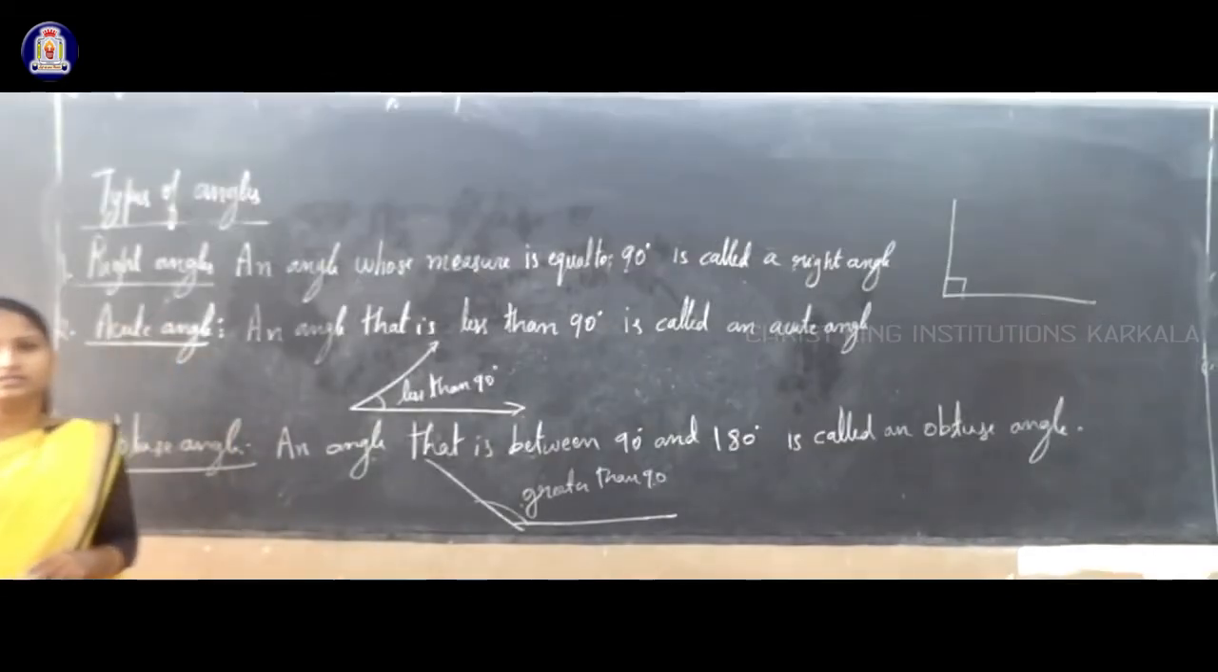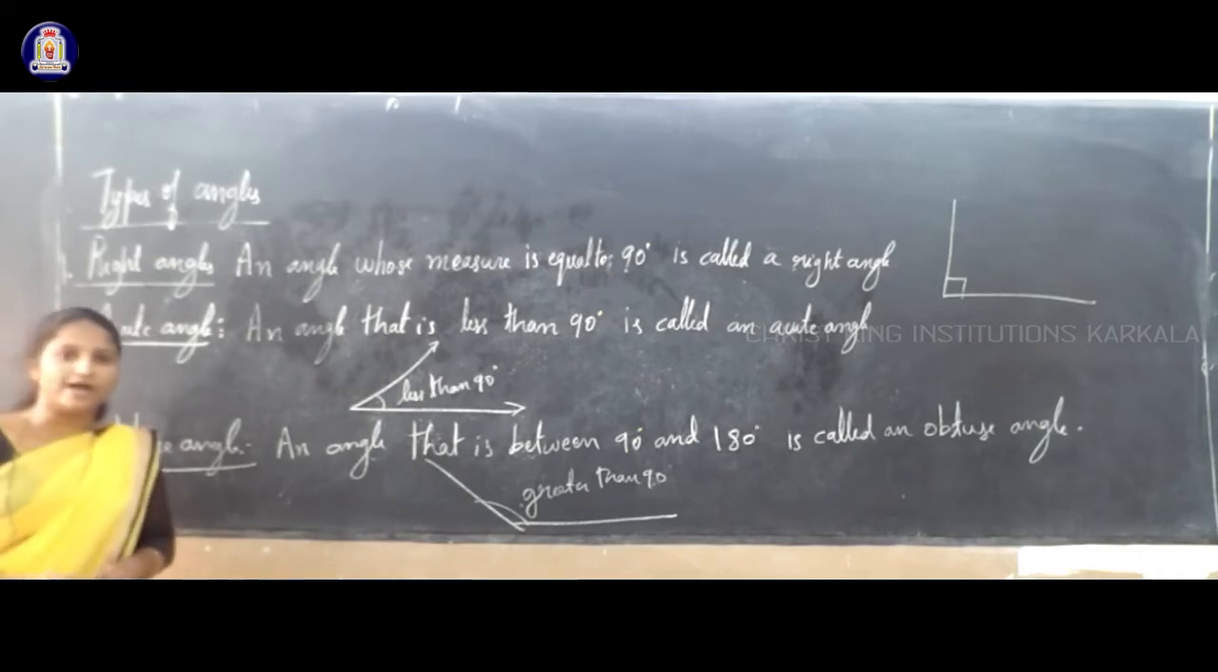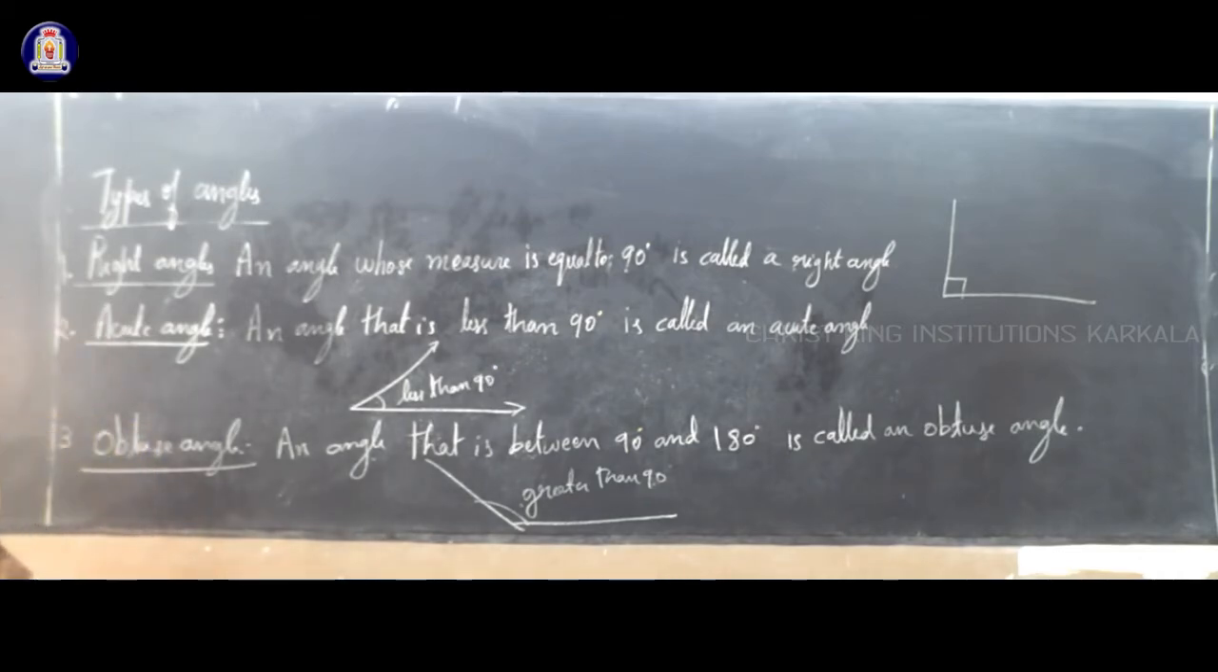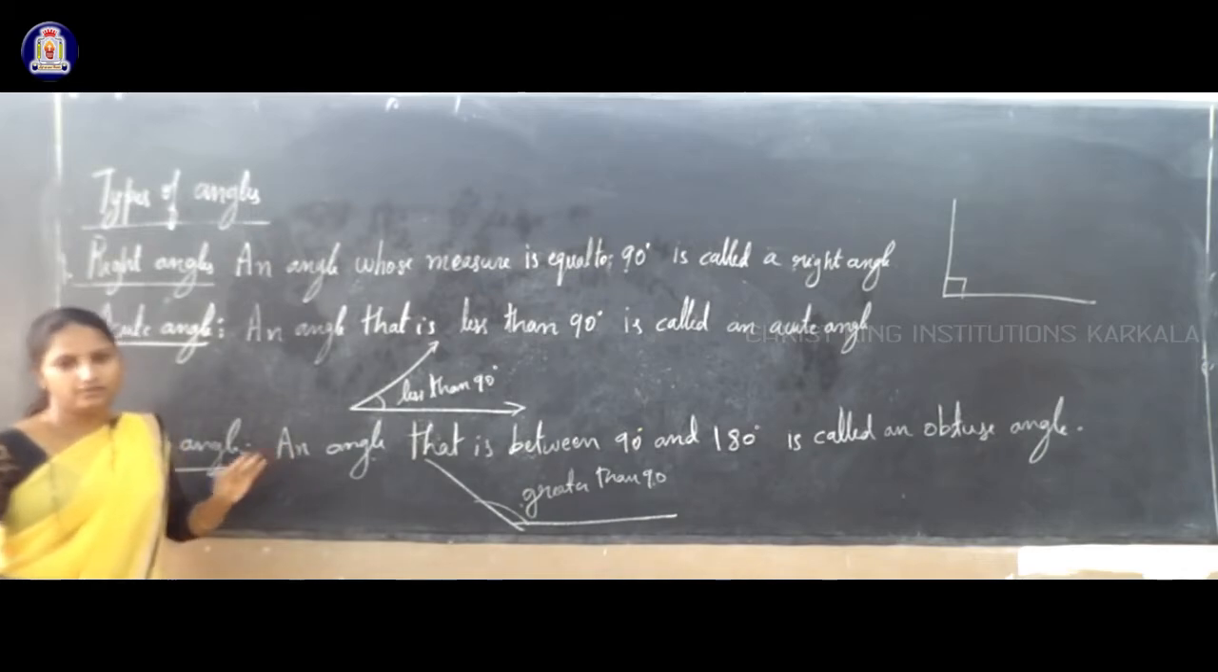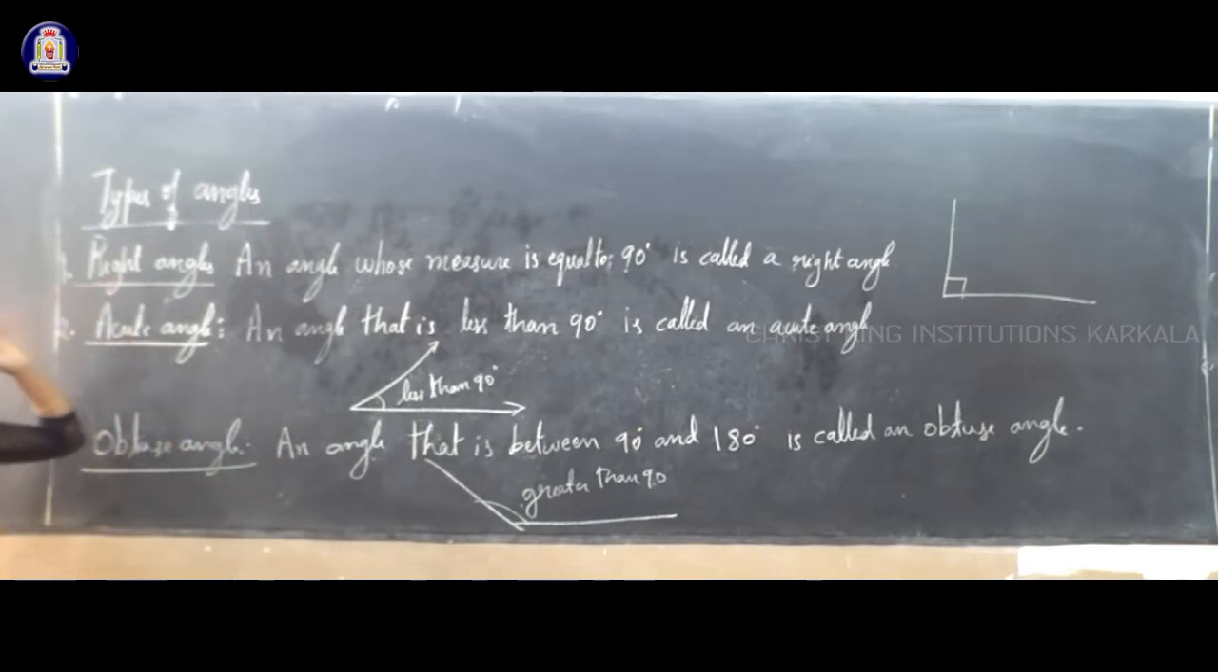Okay, next, types of angles. The types of angles: right angle, acute angle, obtuse angle, straight angle, complementary angles, reflex angle. Clear? First we see what is the right angle, acute angle, obtuse angle. First, here I wrote right angles.